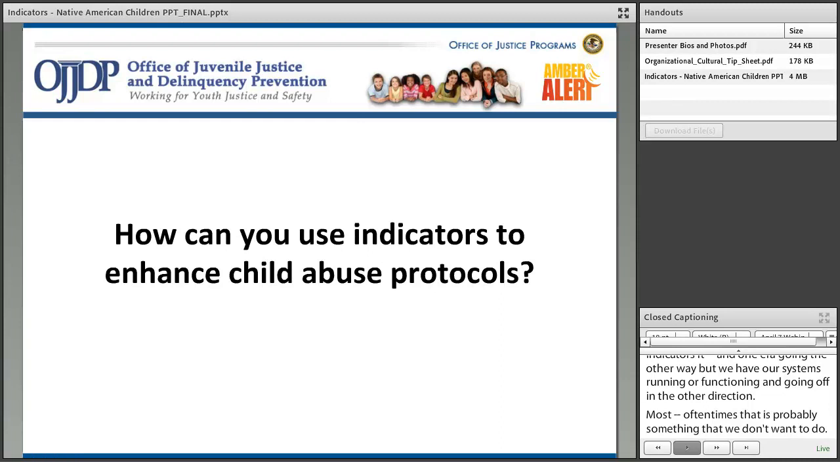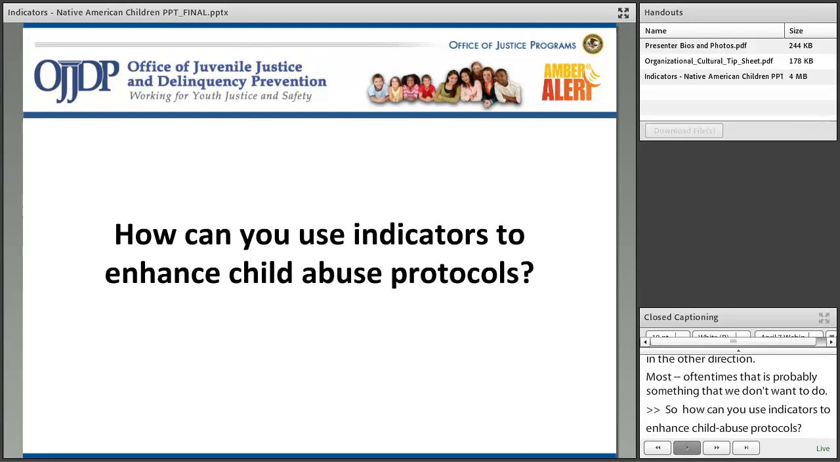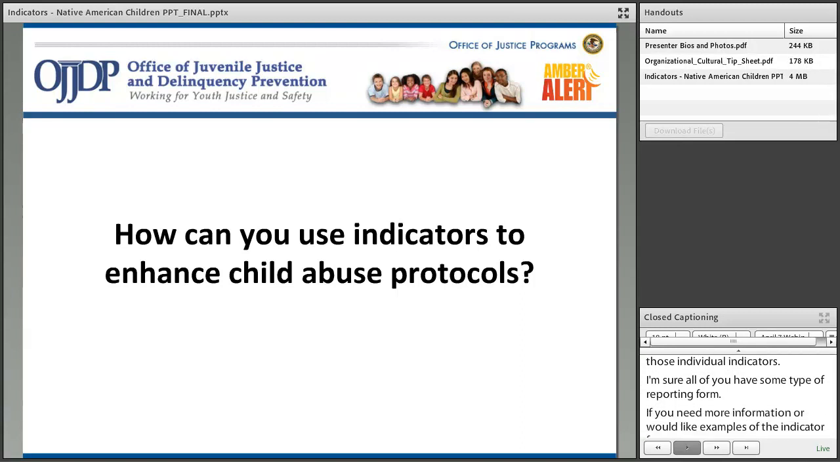For individual indicators, as we went over those, I'm just going to provide some examples of how we could use those individual indicators. And I'm sure all of you have some type of reporting form. If you need more information or would like examples of the indicator forms that I have, you can contact Melissa Hansen, and she'll help you with that.